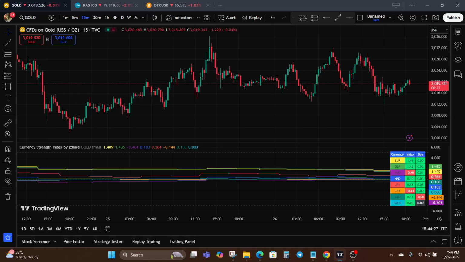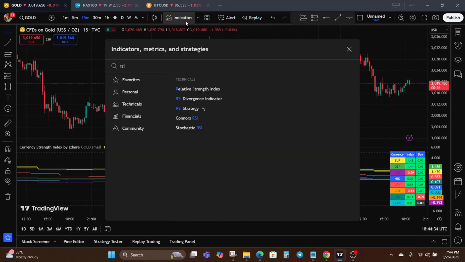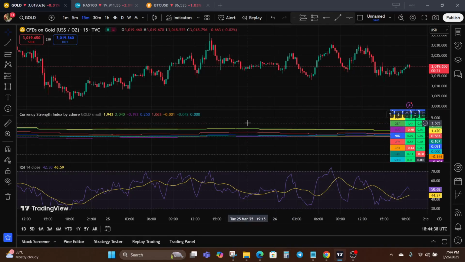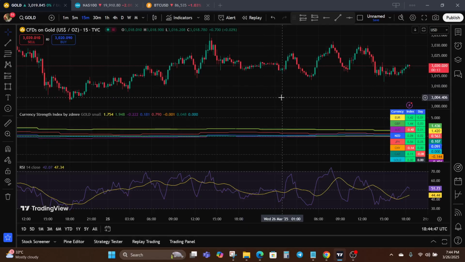Okay, so to maximize the effectiveness of the currency strength index, consider combining it with other indicators, right? A comprehensive trading strategy that integrates the CSI with indicators like maybe the RSI, moving averages, MACD, and all of that. It can help you confirm signals and increase your trade accuracy, right?